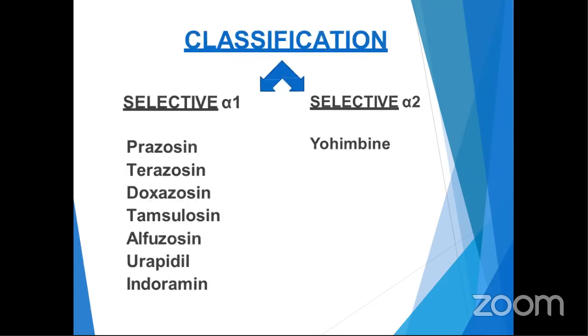Whereas in the case of selective alpha-1 receptor blockers, there is prazosin, doxazosin, terazosin, tamsulosin, and so on. As I've told you, at least the starting 3 to 4 drugs should be remembered in the case of alpha-1. For alpha-2, you have only one important drug. There are other drugs also, but you should remember the name of this drug, that is yohimbine.